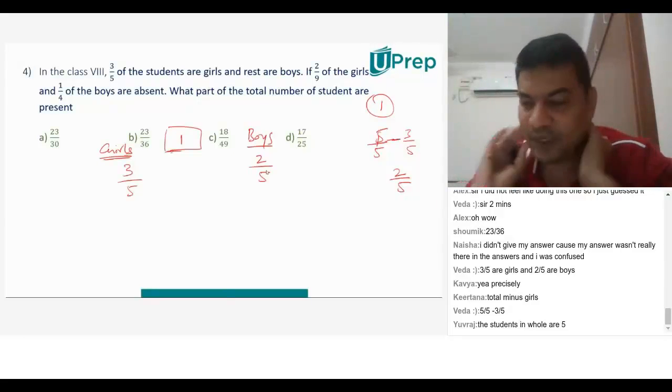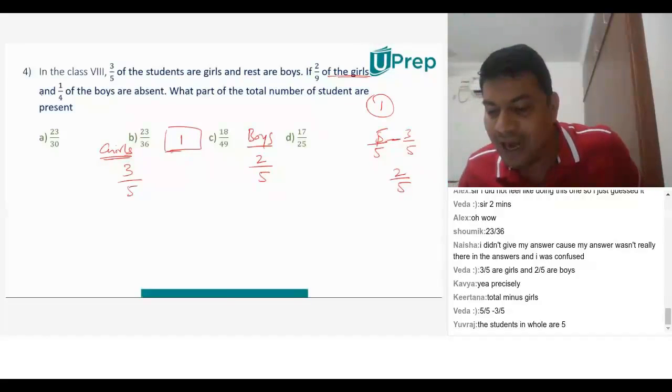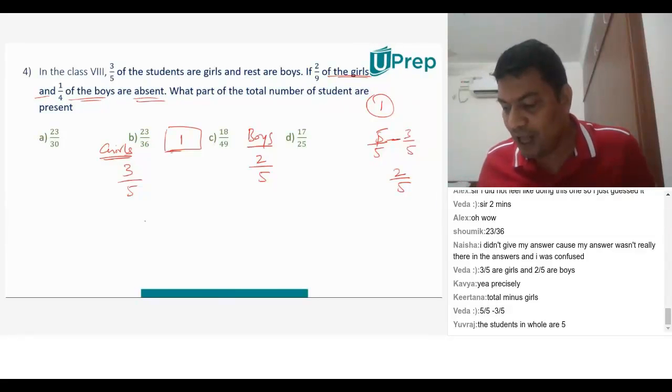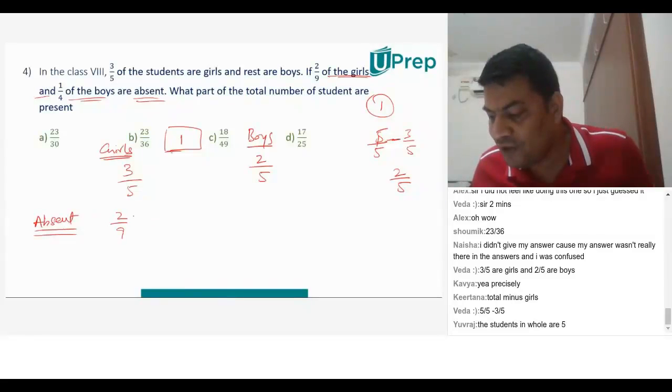Girls is 3 by 5, therefore your boys is 2 by 5. Okay, now what is the next part of the question? He's saying 2 by 9 of the girls and 1 by 4 of the boys are absent. So let's look at how many are absent. Your absentees among the girls are 2 by 9 of the girls.